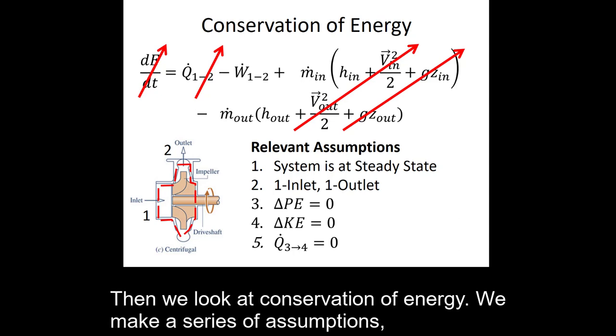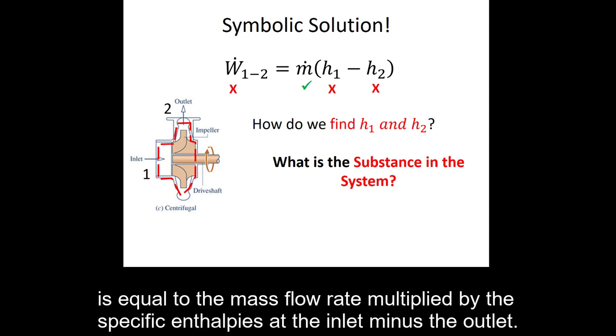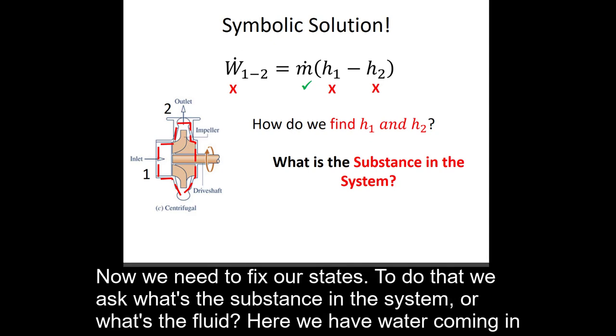Then we look at conservation of energy. We make a series of assumptions, and after those assumptions, we see that the power consumed by the pump is equal to the mass flow rate multiplied by the specific enthalpies at the inlet minus the outlet. Now we need to fix our states.